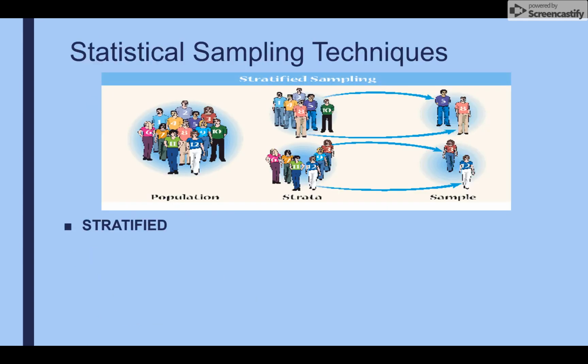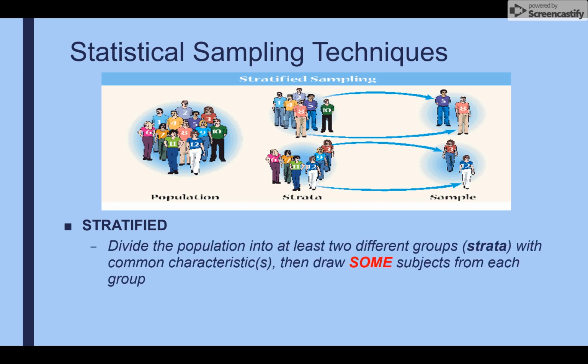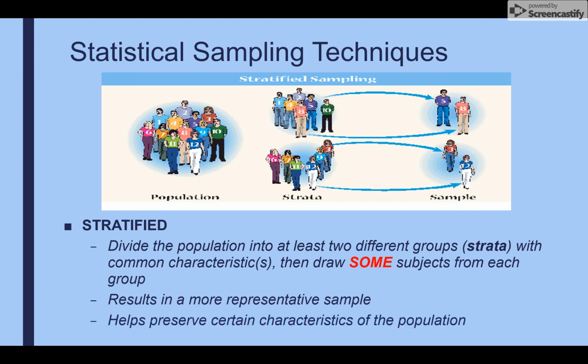Fourth is stratified. With stratified sampling, your population is divided into at least 2 groups called strata, based on some characteristic, whether that be gender or age, location, whatever, and then you draw some subjects from each group. So we might divide the population into male and female, and then we choose some males and some females. This allows us to create a more representative sample that has similar makeup to the population. It also helps to preserve certain characteristics of the population.